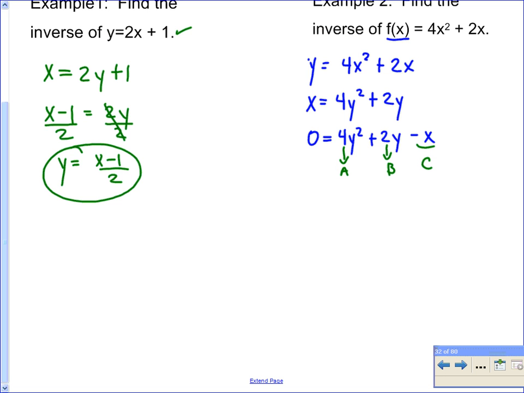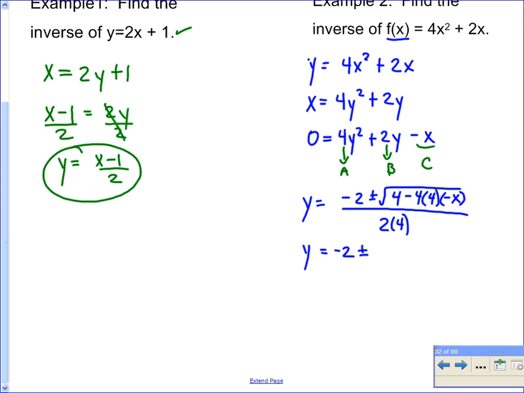And now that I have that, I'm going to use the quadratic formula. And this time I'm going to say y is equal to negative b plus or minus square root b squared minus 4 times a times c, which is negative x. And all of that is over 2 times your a, which is 4. Okay, and now we're going to simplify, so that gives me negative 2 plus or minus square root of 4 minus, or actually plus 16x over 8.